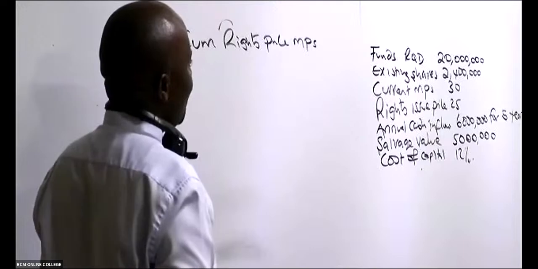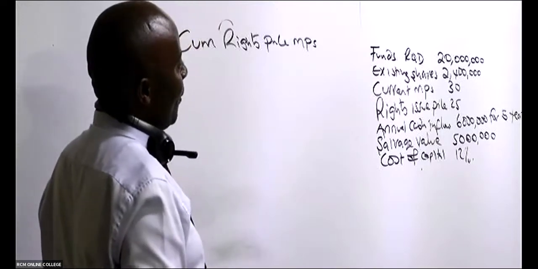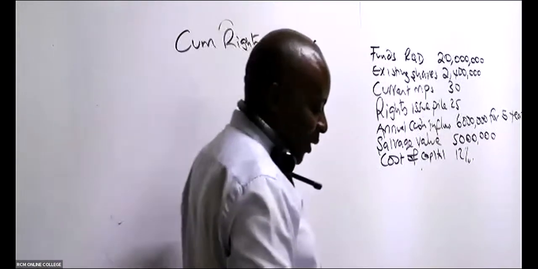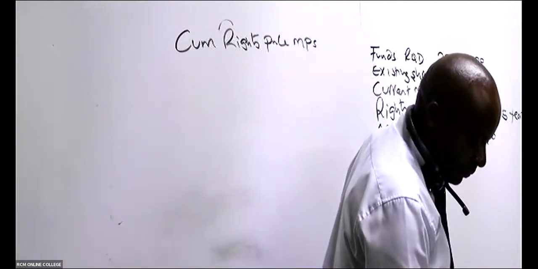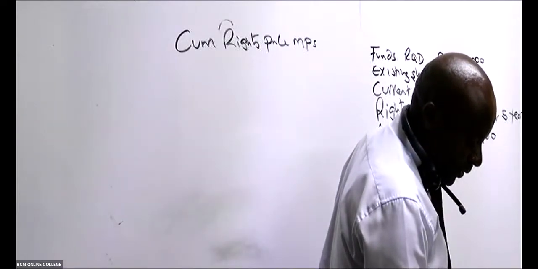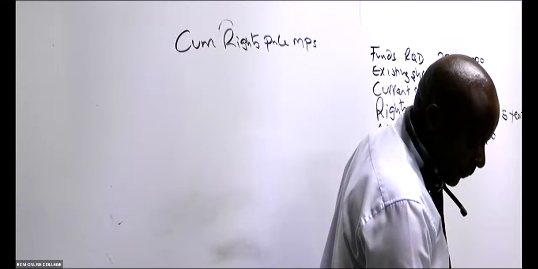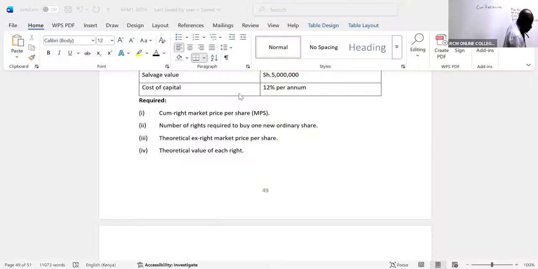So CAM rights price. No, let's read this very well. What do they want us to give them? There is a repetition there. So CAM rights MPS. So it is CAM rights market price per what here, somebody? Per share.